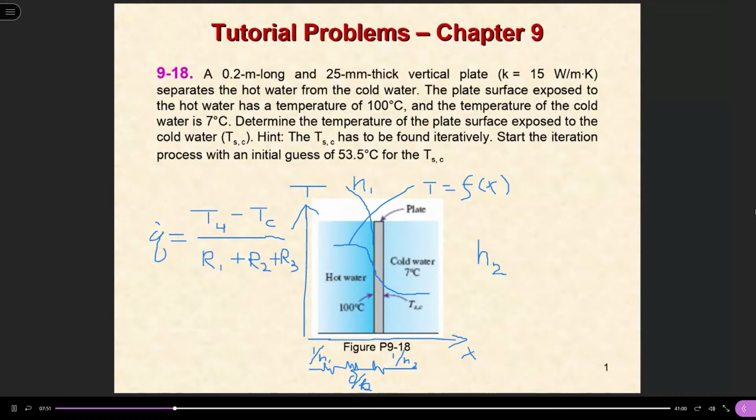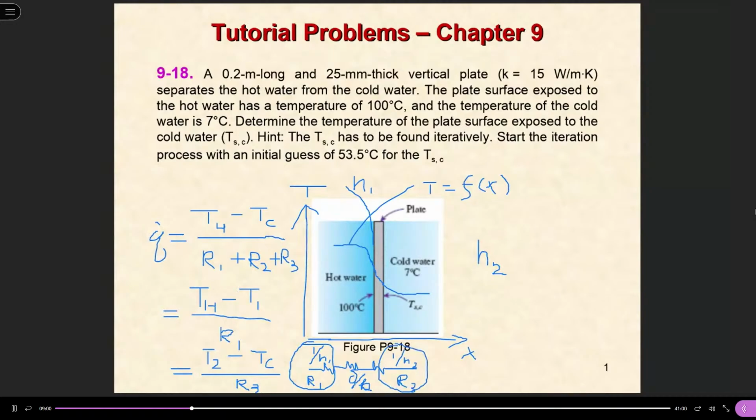If you know H, you can solve the problem very easily, right? Once you find the Q, then you can find the temperature on each side. It will be equal to T hot minus T1 over R1, or equal to T2 minus T cold water over R3. Maybe I write it again. This is R1, and this is R3. These two are equal to each other, right?